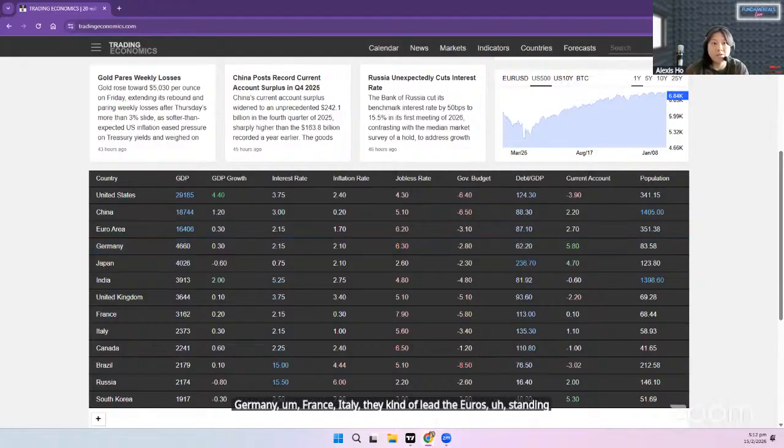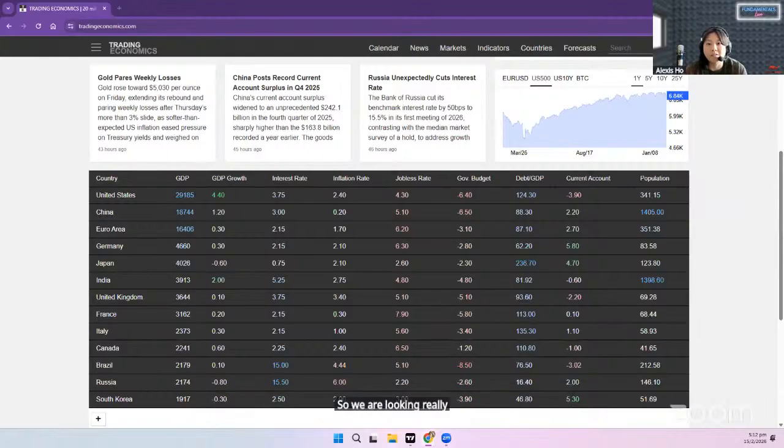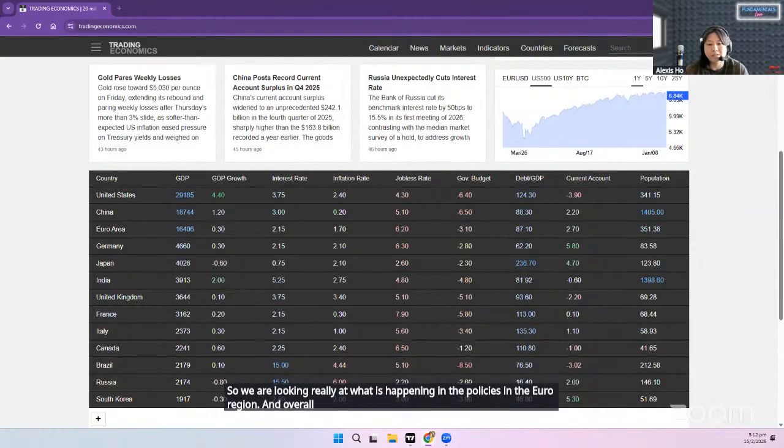And the question now is whether or not there will be a delay in the spending, because if there's a delay in the spending of this money, which was already planned for, it could lead to a weaker euro as growth expectations would then be downgraded. So we're looking really at what is happening in the policies in the euro region. And overall, euro is really one of the, I would say, most people trade the euro dollar, right?